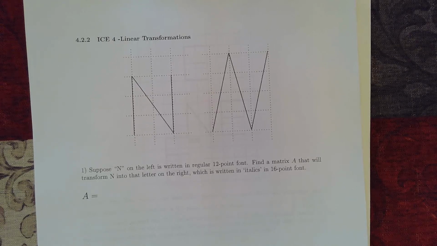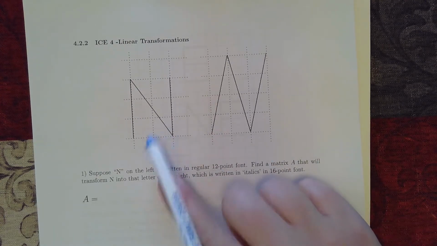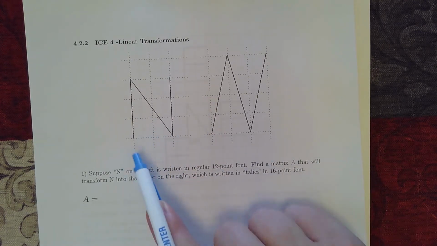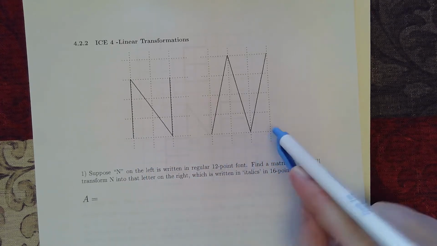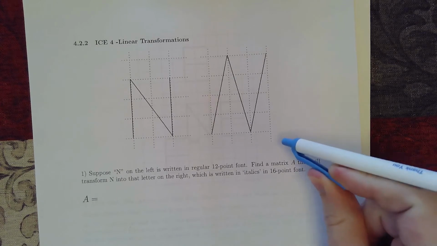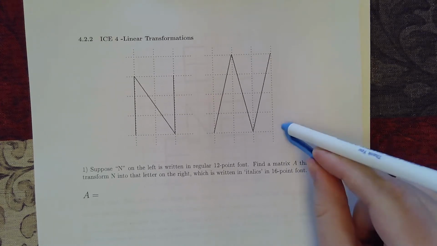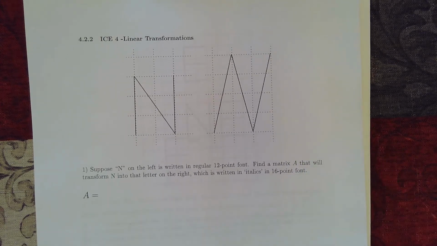Alright, so let's keep going with this idea of trying to find a matrix form for a transformation. Suppose we've got some letter on the left that's written in regular 12-point font, and we want to change it into something that is in italics in 16-point font. And we want to find a way to define a matrix that'll do this.